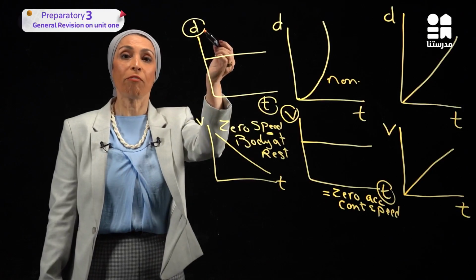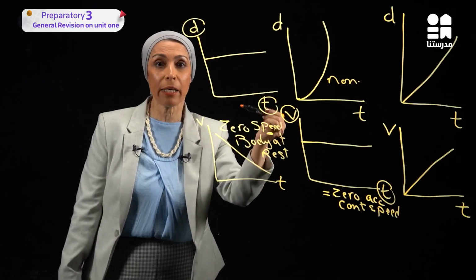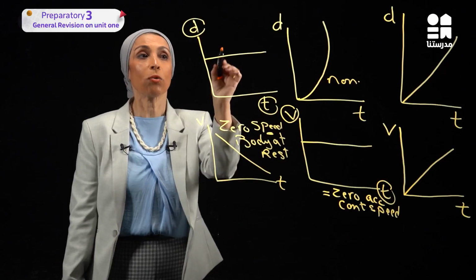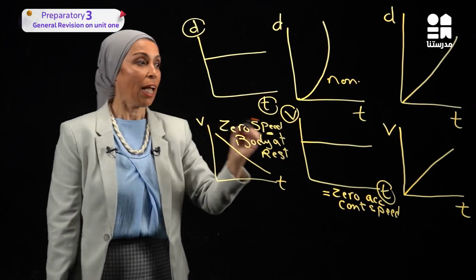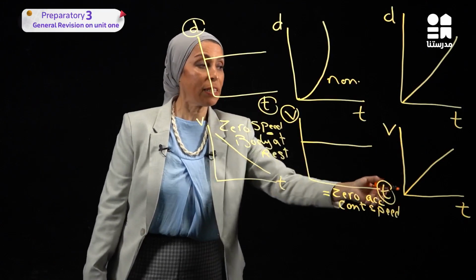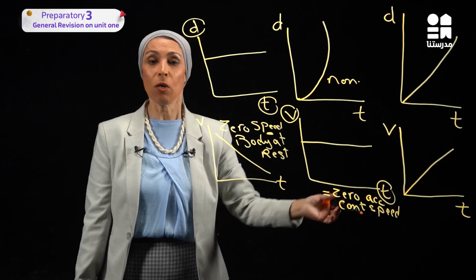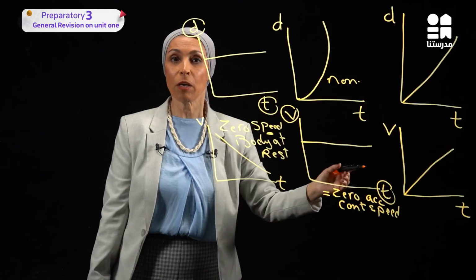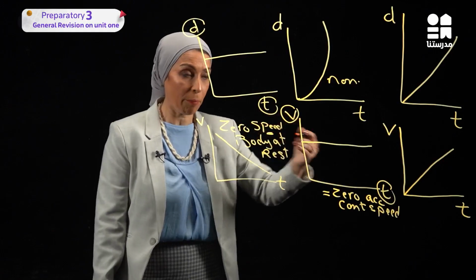Okay, if the graph between distance and time is one straight line parallel to the x-axis, then the speed is zero. Here, between speed and time, one straight line passing through the origin means acceleration. A straight line passing through the origin means the body is moving with positive acceleration, speeding up.